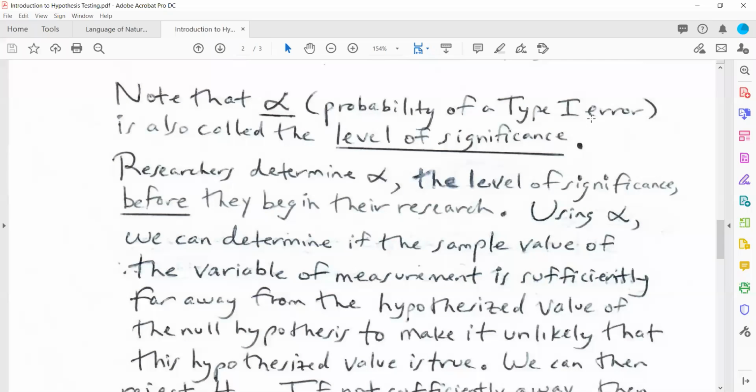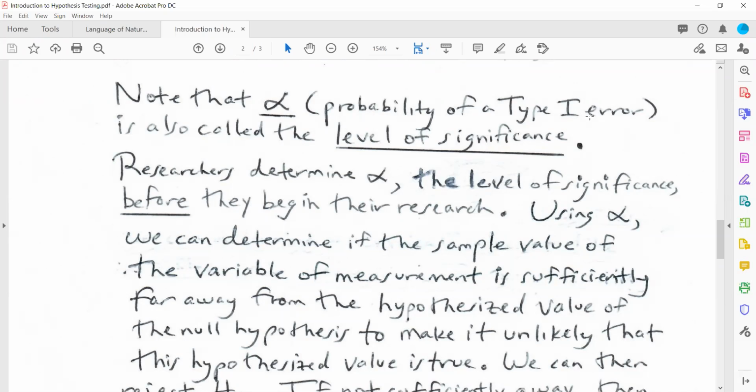Remember, a researcher's goal is to reject the null hypothesis. So a researcher is concerned with what? The probability that when they do reject the null hypothesis, it's possible that the null hypothesis is actually true, so they made that type 1 error. So they want the type 1 error to be as small as possible. They don't want a big type 1 error.